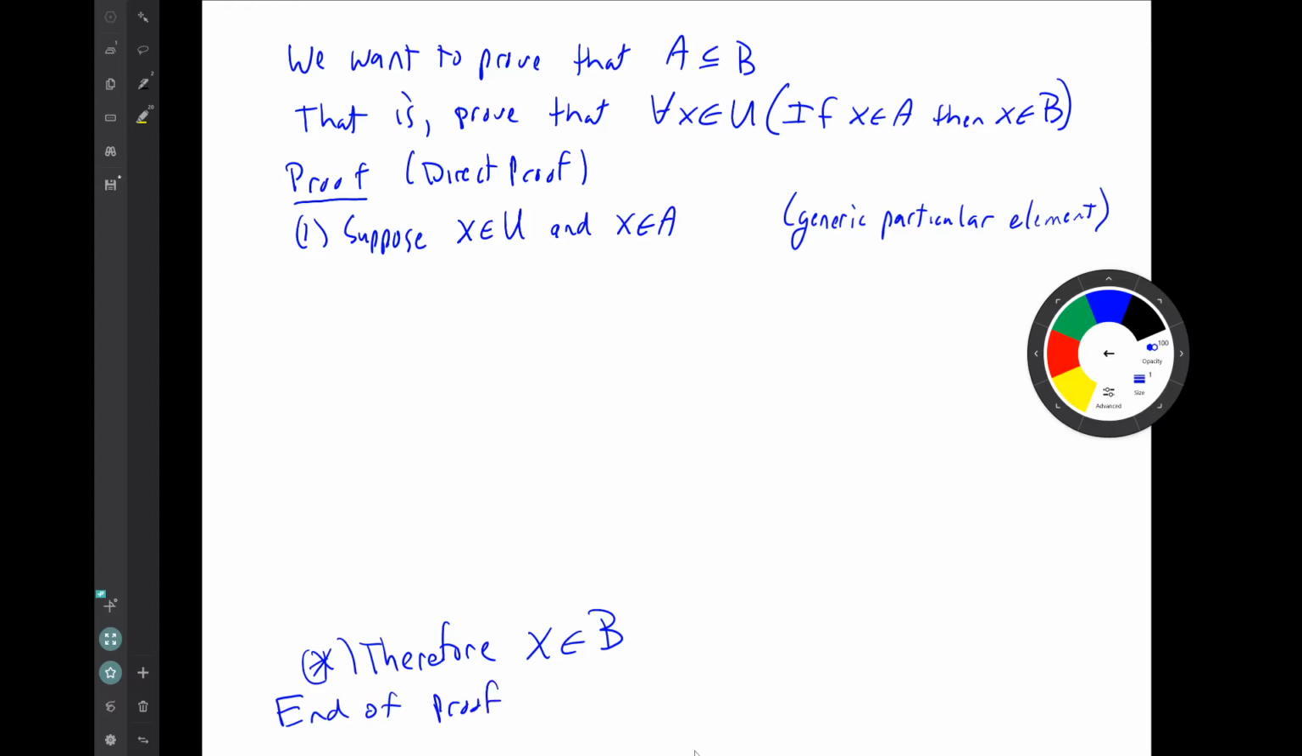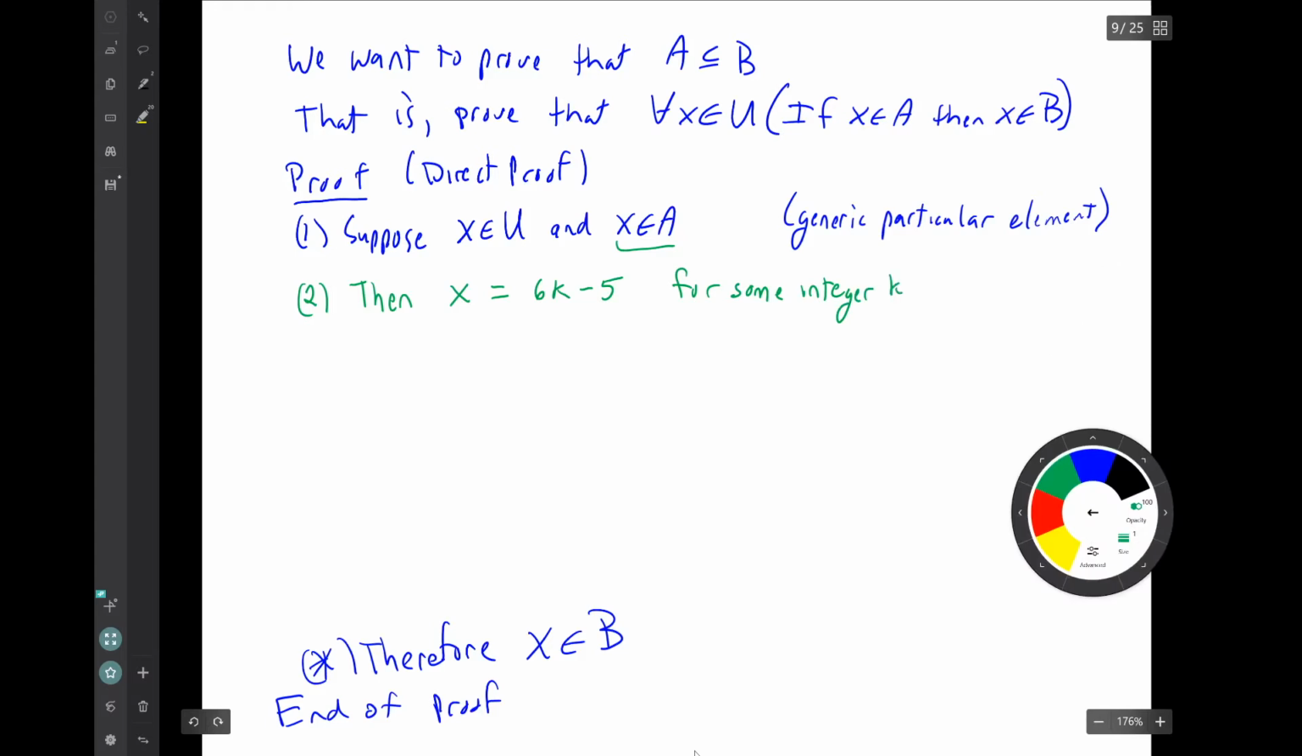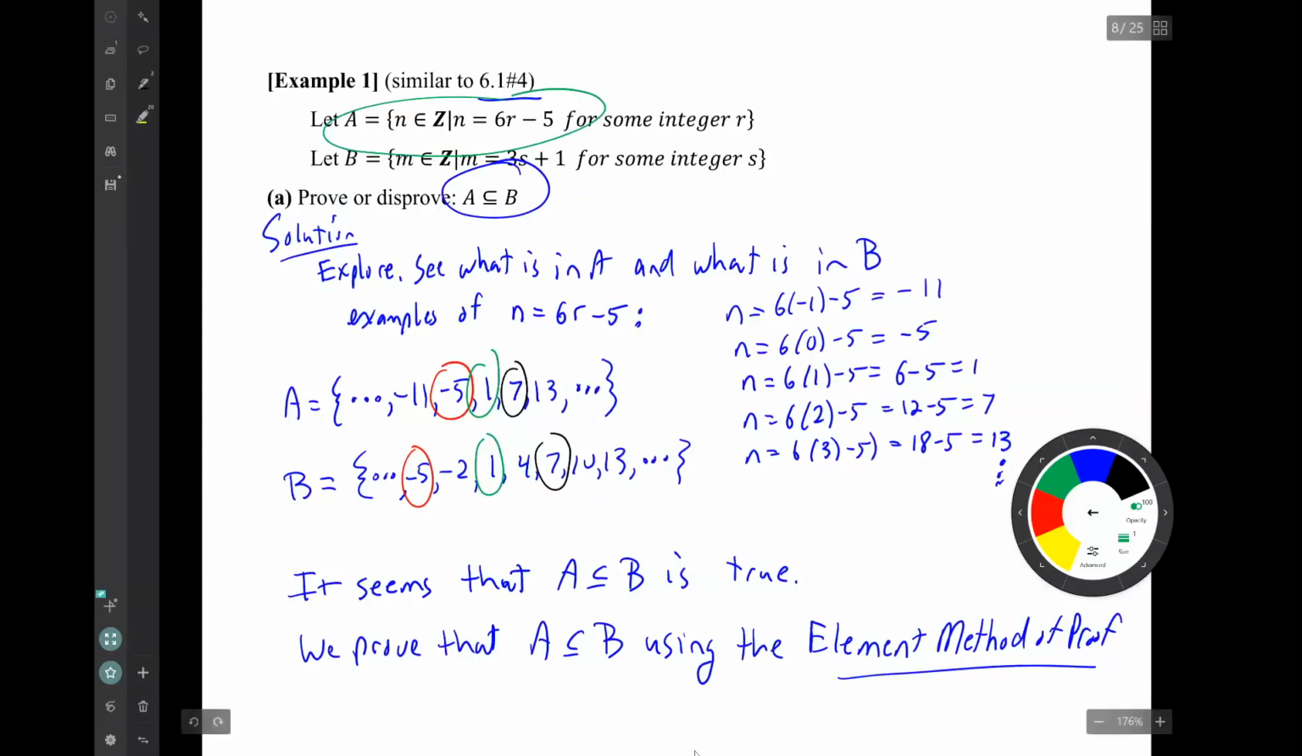Now, we've done this kind of thing many times before. Notice that in the first statement, there is a defined term: X is an element of A. So we have no choice but to follow this statement up with a new statement that unpacks that definition. So there we've unpacked this statement. To say that X is an element of A means that X can be written as 6k minus 5 for some integer k.